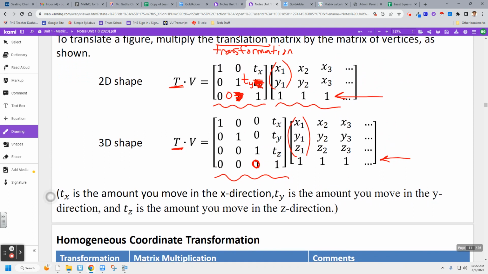T sub x is the amount you move in the x direction. T sub y is the amount you move in the y direction, and T sub z is the amount you move in the z direction. That's these numbers right here. This is where you're telling it how to move. Right 3, down 2, and so on.